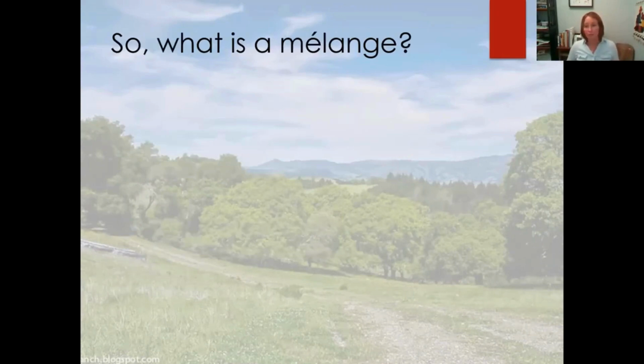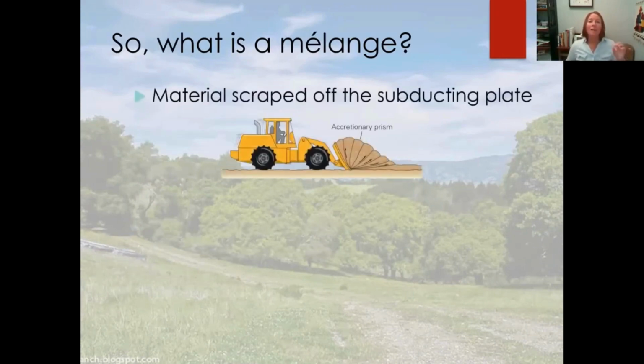So in essence, what is a mélange? It is material scraped off the subducting plate. As I mentioned, there's a lot of friction between the non-subducting plate and the subducting plate, and any loose stuff on the subducting plate gets scraped off. We can think of this like a bulldozer. Anything that's loose and on the ground is going to get plucked off when the bulldozer blade comes by.